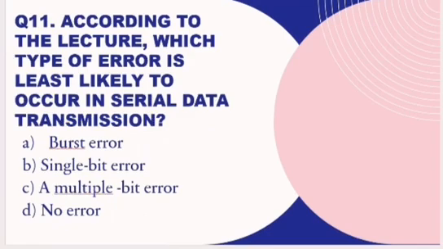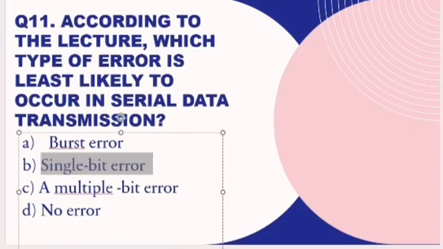According to the lecture, which type of error is least likely to occur in serial data transmission? Option A, burst error. Option B, single bit error. Option C, a multiple bit error. Option D, no error. I hope you all have guessed the answer right. So the right answer for this question is option B, which is single bit error.